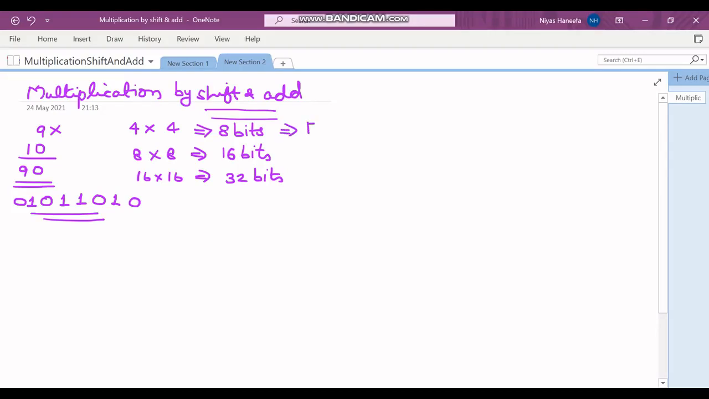The maximum number is F and F, which is 15 into 15, equal to 225. That is 16 into 15 is 240, so 16 into 14 is 224, which is E1. So this is 8 bits. Similarly, when you are multiplying FF into FF, you will get FE01. So this is the maximum size we are going to get. Whenever you are writing the program, you have to always keep in mind the maximum size of the result you are going to get.